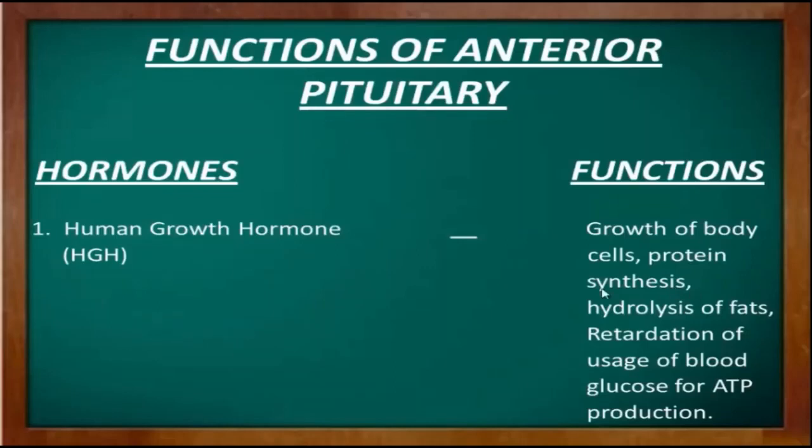Let's see the functions of the anterior pituitary. First hormone is the human growth hormone. Functions: growth of body cells, protein synthesis, hydrolysis of fats, retardation of usage of blood glucose for ATP production. It promotes the development and enlargement of all tissues of the body, stimulates the growth of muscles, cartilage and long bones. It controls the cell metabolism. The improper secretion of this hormone leads to some diseases.